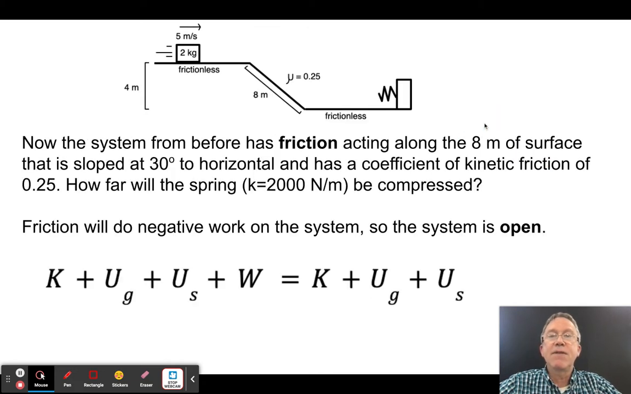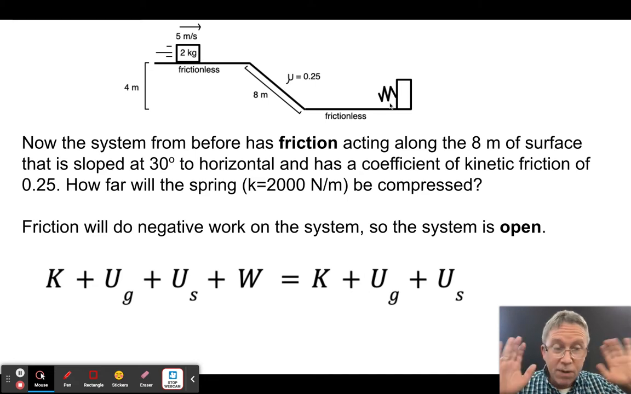Okay, so now the system we had before has friction acting just on this section here. We have an 8-meter section where the kinetic coefficient of friction is 0.25. And the angle here is 30 degrees to horizontal. So this angle here is 30 degrees. And I want to know how far is the spring going to get compressed now?